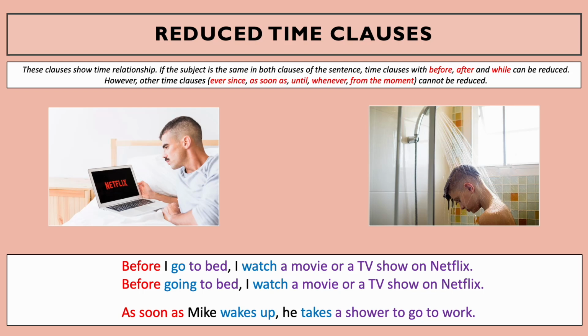Now, for ever since, as soon as, until, whenever, and from the moment, we cannot reduce. For example, as soon as Mike wakes up, he takes a shower to go to work. In this case, this is the only way we can do it. We cannot use the reduction. It has to be like this because with these expressions, like ever since, as soon as, until, whenever, and from the moment, we are not going to reduce the sentence.